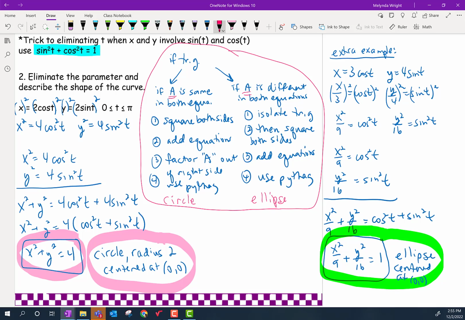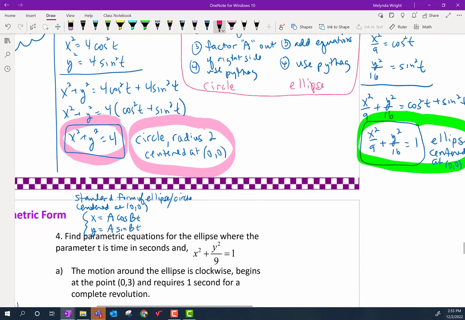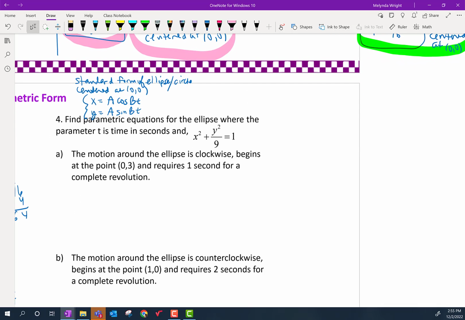I just want you to understand where everything comes from. That's where it comes from. Okay? So here, and this is a standard form. This is parametric form. This is a standard form in parametrics of an ellipse or a circle. And we just talked about how to tell the ellipse and a circle apart. How is that again? How do we tell if we're in parametric form whether we have an ellipse or a circle? If A is the same or if A is different, that's how we tell.